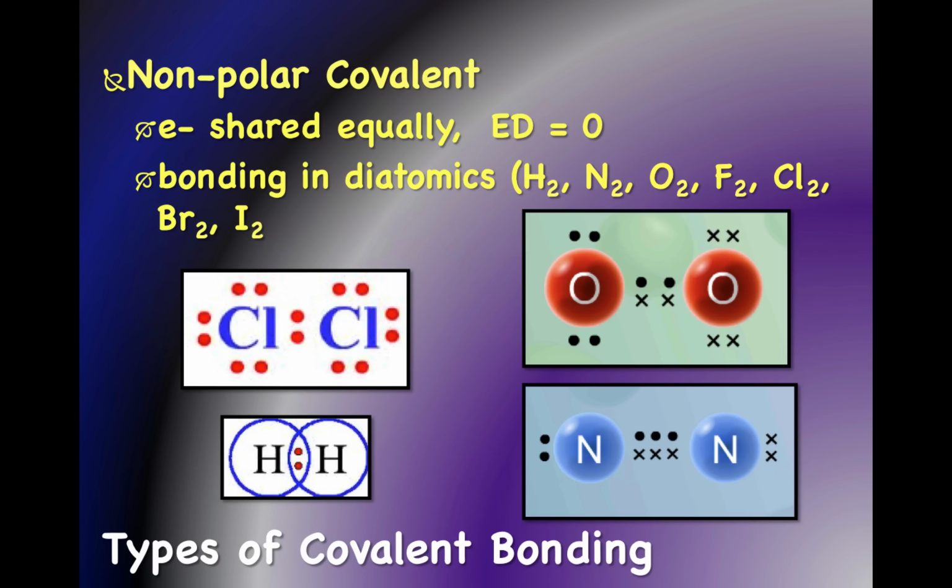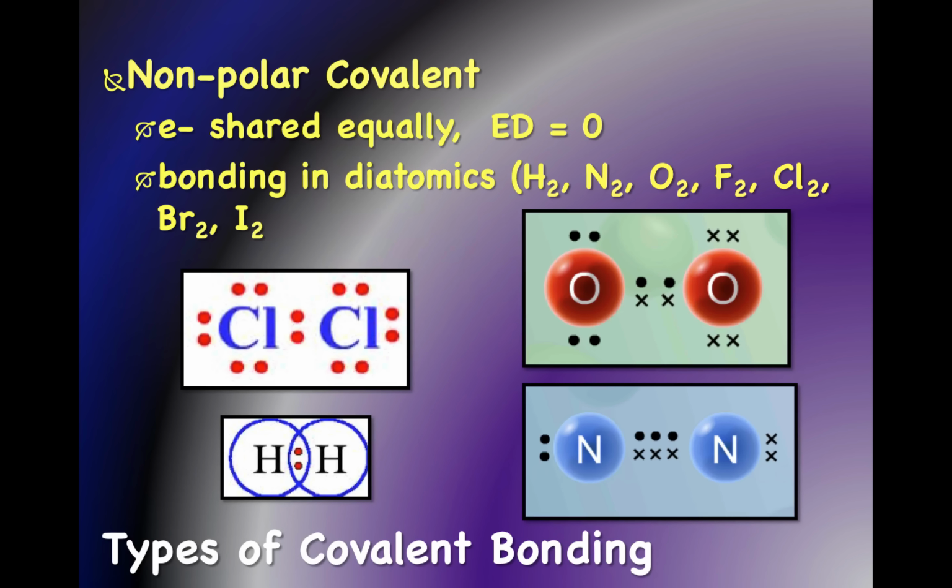In the diatomic elements, the electronegativity difference is 0. Notice that oxygen is sharing 2 pairs of electrons. The oxygen molecule is made up of a double covalent bond. Nitrogen shares 3 pairs of electrons, and the nitrogen molecule is made up of a triple covalent bond. All of the other diatomic elements are all single bonds.